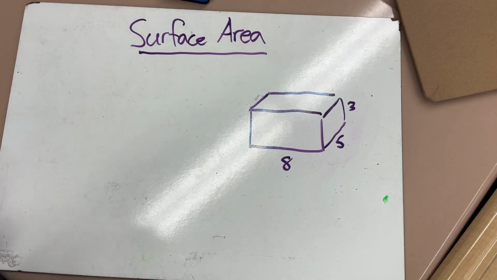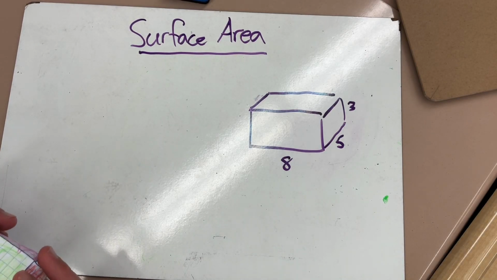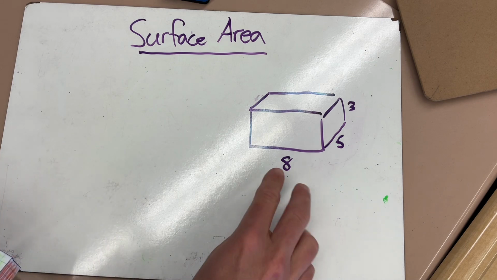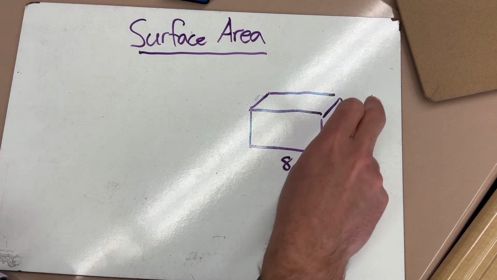Hello and welcome to this video about finding the surface area of a rectangular prism. So let's say we have a rectangular prism that is 8 by 5 by 3.